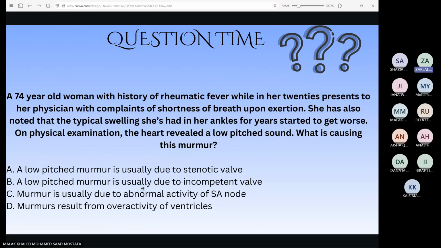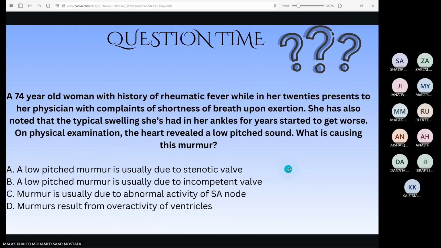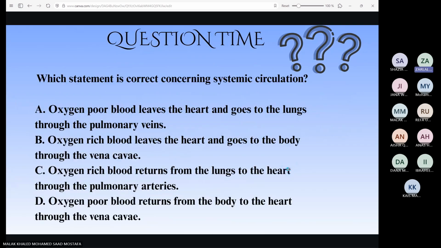See, murmur is usually due to... no, it's not. It cannot be C because the SA node has nothing to do with murmur. In this case, because we're talking about valves, if valves don't open properly or close properly, that's where the pitch sounds come from. It comes from the valves itself, not the SA node. I hope that's clear. Okay, Malak, next. So can anyone answer this question?